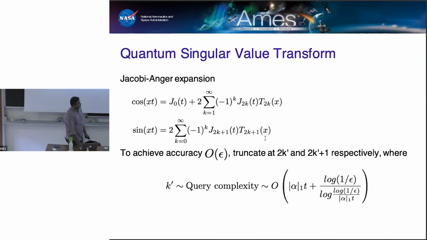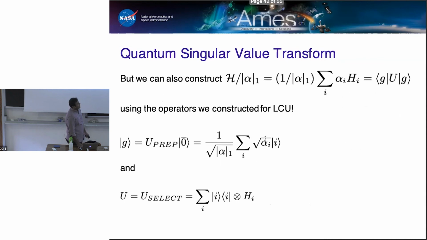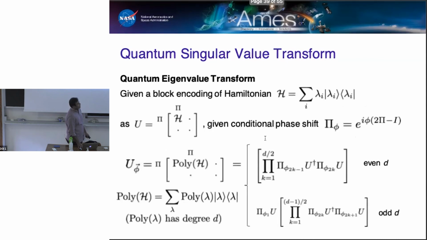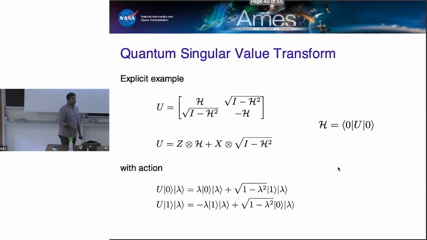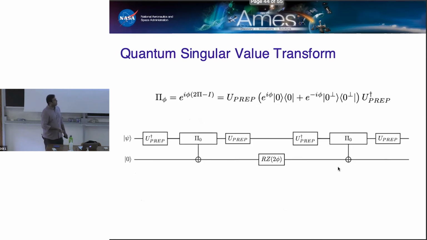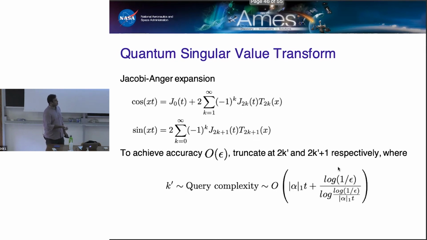Remember, if I go back for just a second, here let's assume that we're working with an even degree polynomial. If the degree is d, then I need 2 times d many calls to U. And that defines what the query complexity of this technique is.